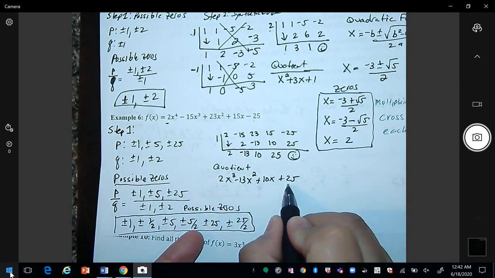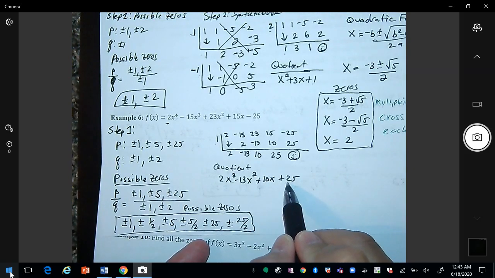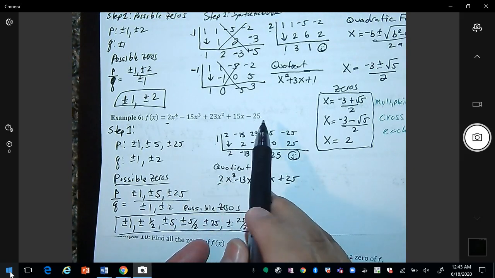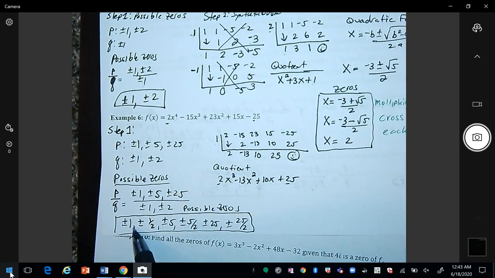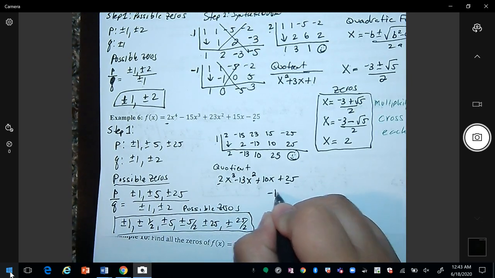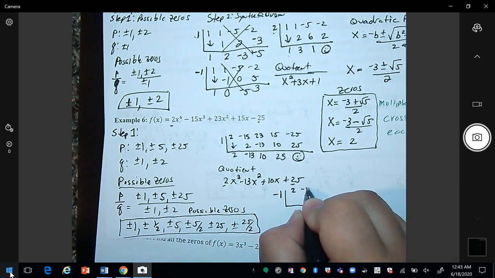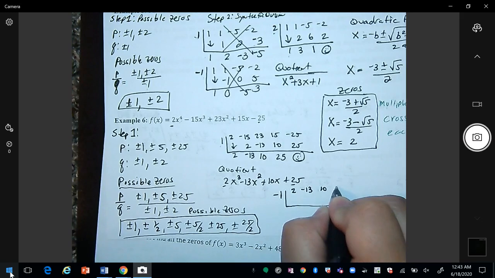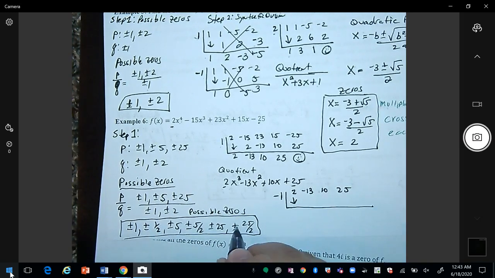So we would find the p and q, the possible zeros. Notice that I have 25 and 2, which is what I had at the beginning. So I can still use this list here. And so since I already used 1, I'm going to go ahead and use -1 and see if that works. Again, you can use any number in this list.